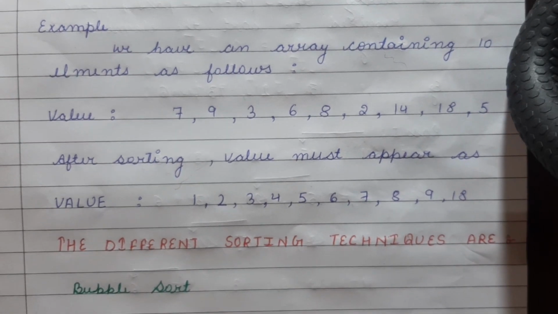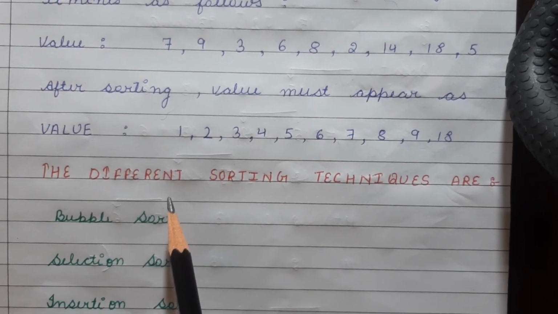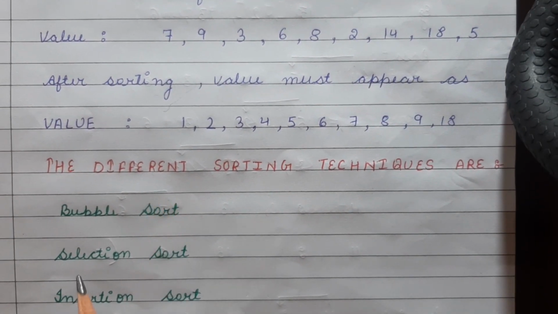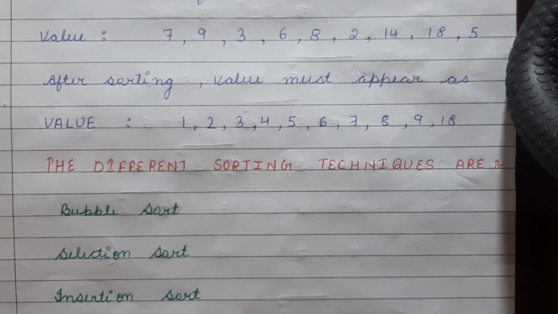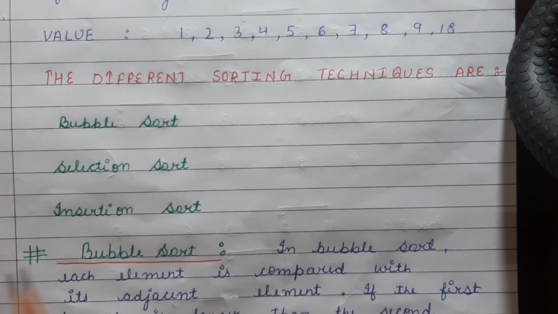Basically, we have different techniques to sort the elements in an array, like bubble sort, selection sort, insertion sort, heap sort, merge sort, quick sort, radix sort. The thing is, we have 7 to 8 techniques by which we can sort the elements in an array. In today's session, we discuss the bubble sort.